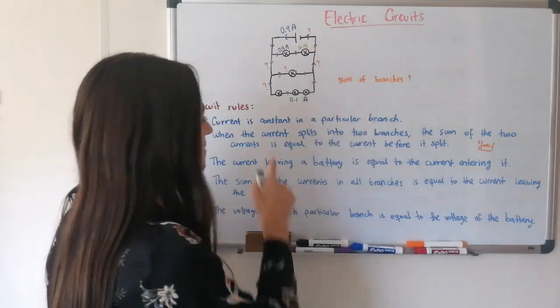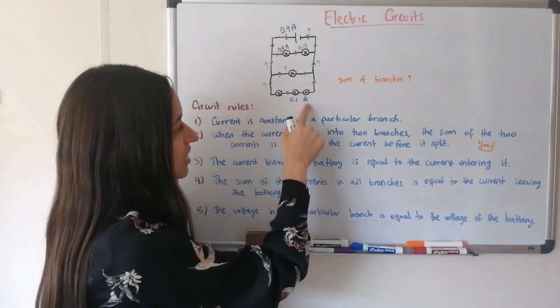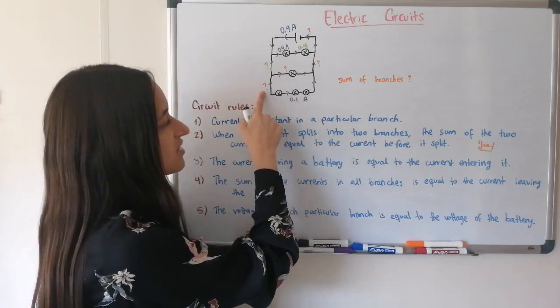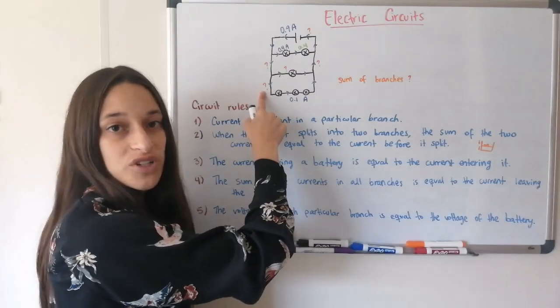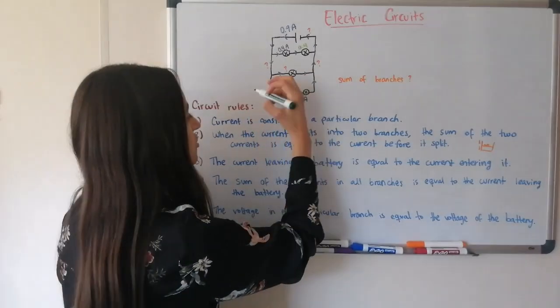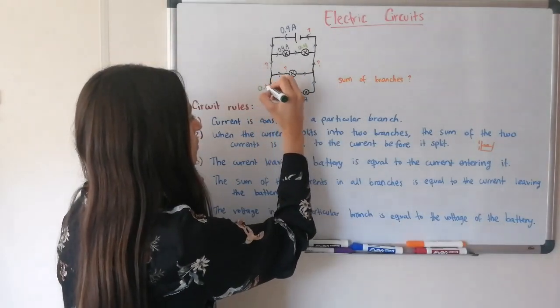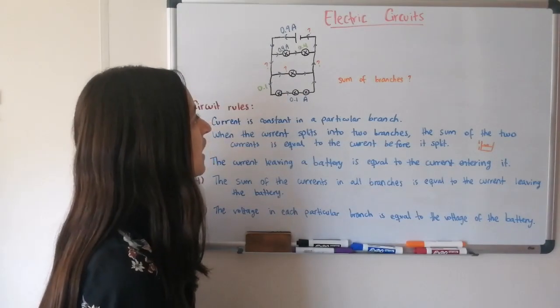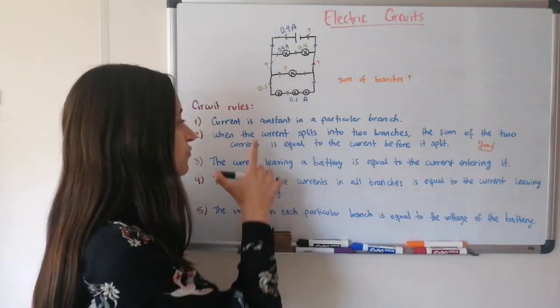That also happens in this one. Notice that 0.1 is part of the same branch as this orange question mark over here. So this one, I can change it for 0.1, just using the first rule, 0.1 amps. And I think that's it for the first rule.